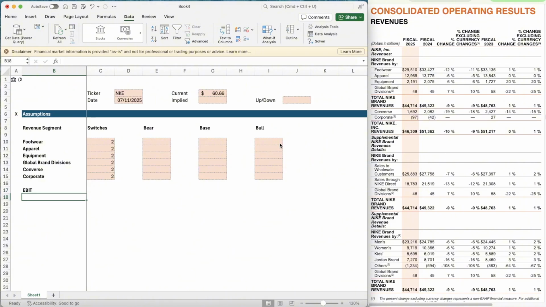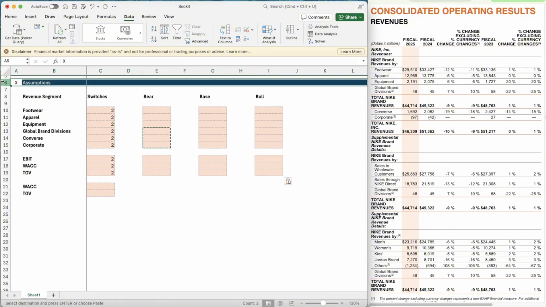Then we want EBIT, WACC, EGV, terminal growth value. Copy these two and put them below. Then copy these like that. Copy a blank one here. And 3, go there. Have it. Okay, so that's our assumptions section built.